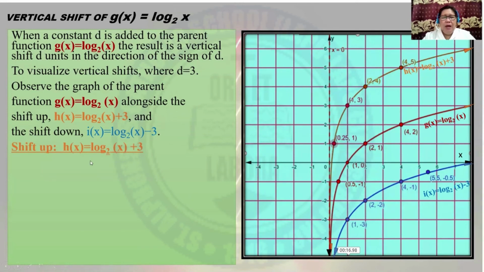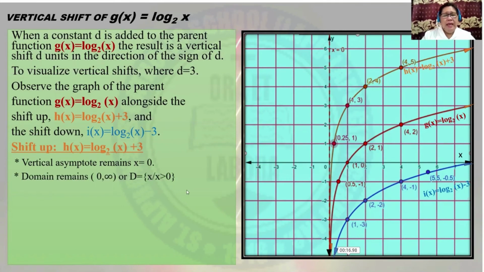So for the shift up, the vertical asymptote remains the same. So it is still the line x is equal to 0, or the y-axis. The domain remains the same. We still have x greater than 0 because the vertical asymptote is 0. So we will use greater than 0. The range remains the same. It is still y, element of real numbers. So you can use all the values of y.